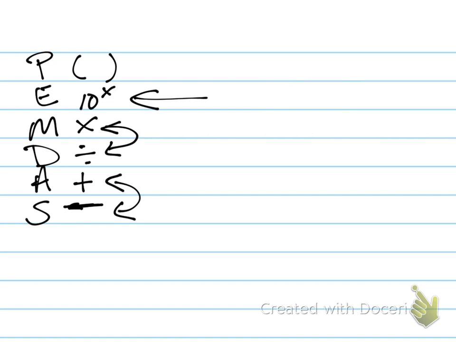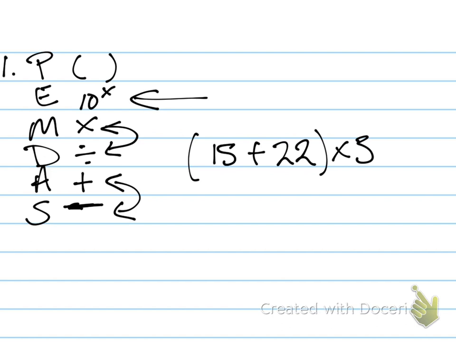Parentheses, we will see a lot of parentheses. Actually, on the assessment, we will see some parentheses when we're going to calculate the values of the expressions. So they might see 15 plus 22 times 3. And then, of course, they know that the parentheses needs to come first because this is first. So parentheses come first.